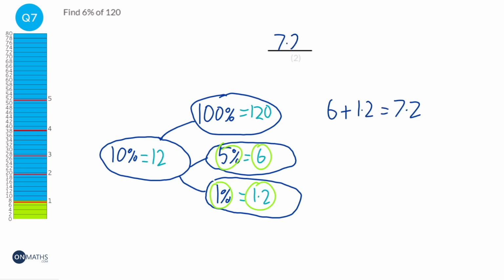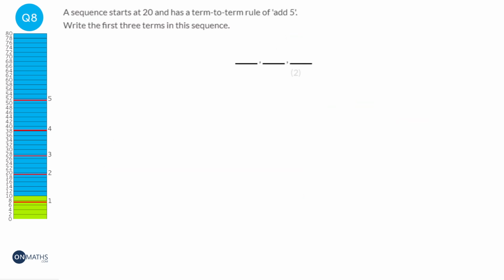And that's our answer. So we're told the sequence starts at 20. So our first term will be 20. And we're told that the rule is add 5. So we're going to add 5 to that. And that'll be 25 for our second term.